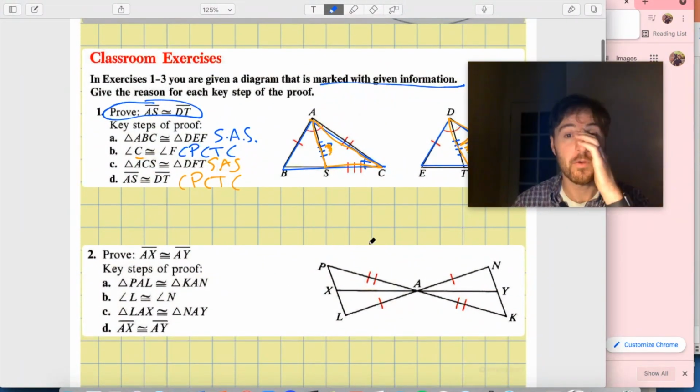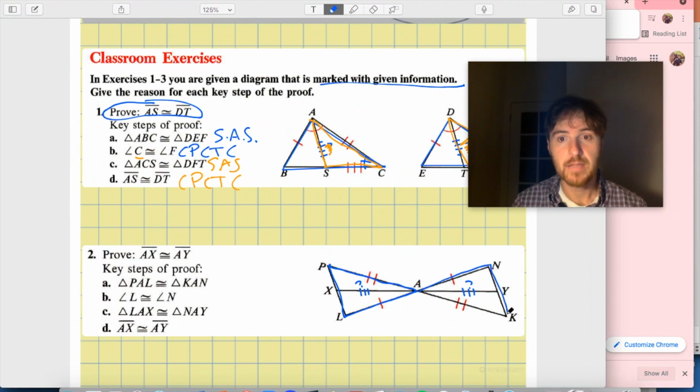Okay, what do I got to prove? I want to prove that AX, so I'll mark up 3 tick marks here. Given the diagram, given what I have, I want to prove AX is congruent to AY. And how do we do that? Well, it looks like the way I'm seeing it, I can prove this triangle is congruent to this triangle.